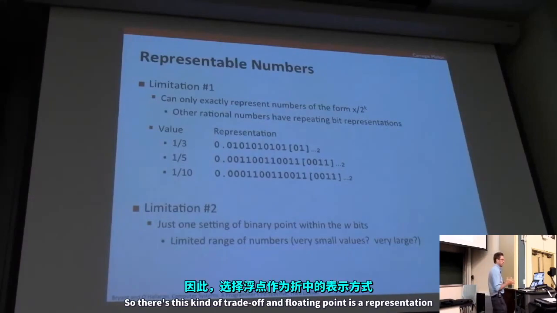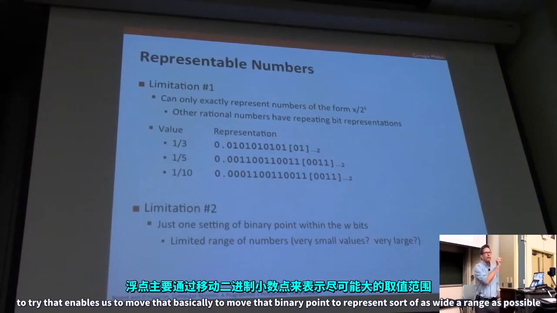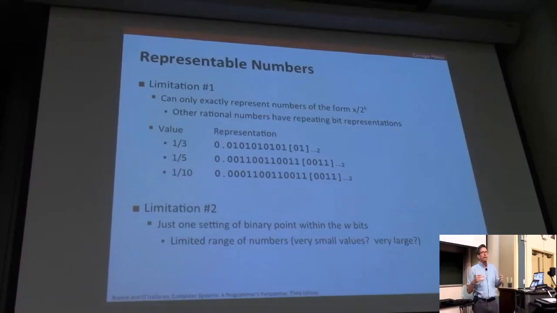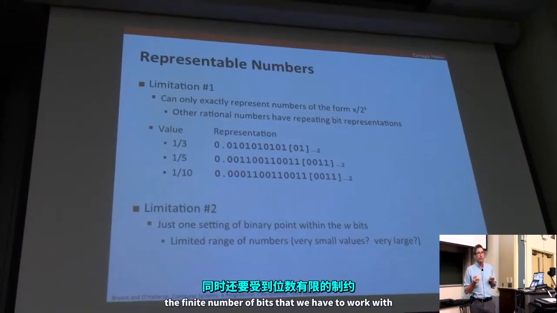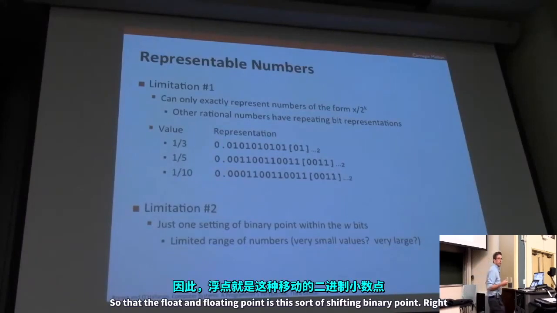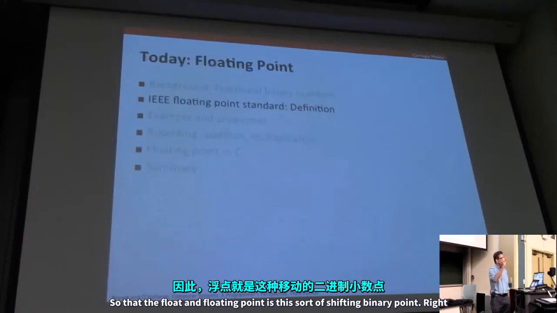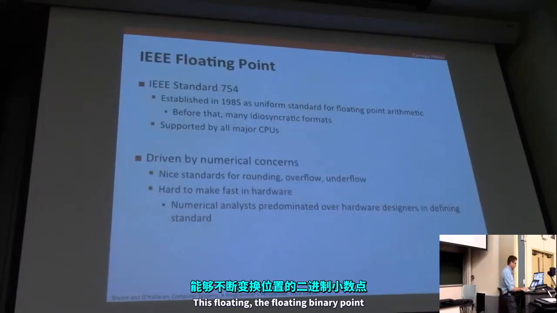So there's this kind of trade-off, and floating point is a representation that enables us to move that binary point to represent as wide a range as possible with as much precision as possible, given the finite number of bits that we have to work with. So the float in floating point is this shifting binary point, this floating binary point.